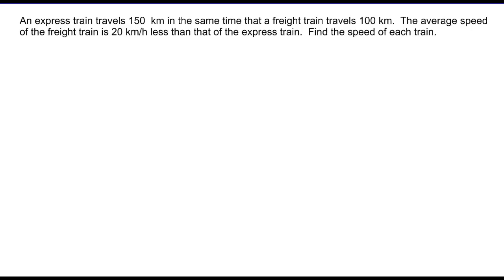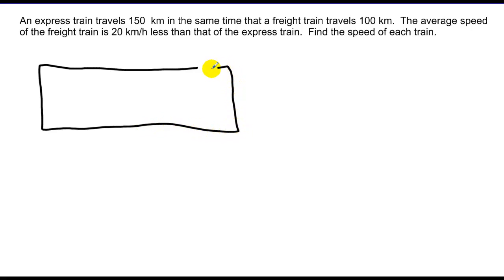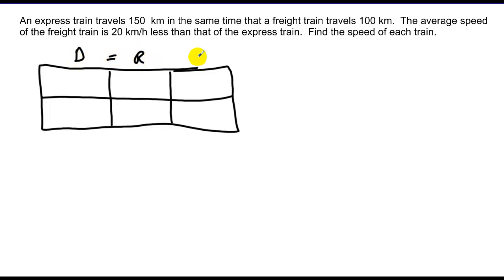Alright, so now we're back to distance, rate times time, and we've done these several times, but this may end up being a little bit different just because in the past we haven't done these as rational equations. So let's set our chart up. Distance equals rate times time, and it said a train travels 150 kilometers in the same amount of time that the freight travels 100 kilometers. The average speed of the freight train is 20 less than that of the express train, and we want to find the speed of each train.